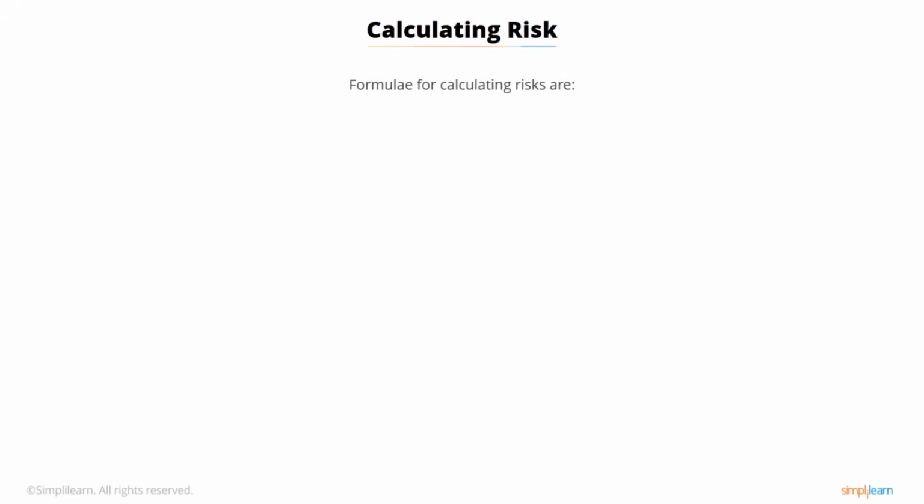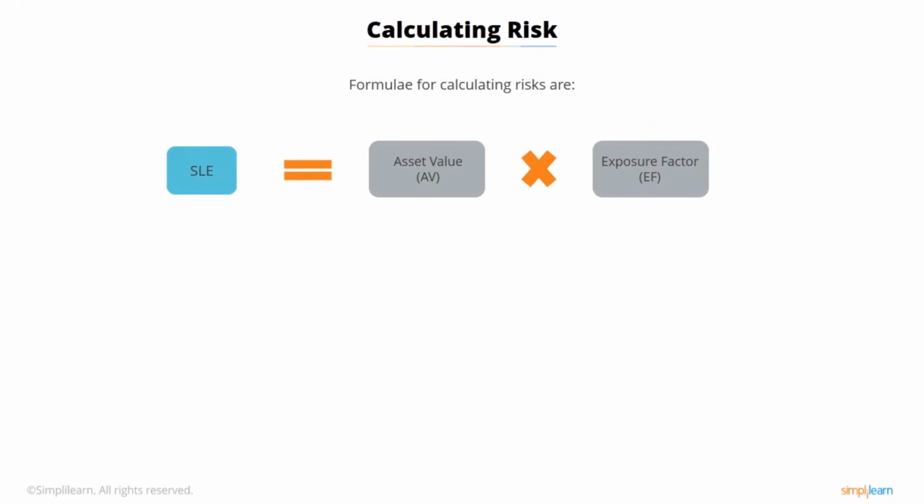Now let's look at the 3 formulas at the bottom that use these terms. Again, some of these items, like annual rate of occurrence, will be estimates. Exposure factor will be estimates, but please use as much data as possible to make these good estimates, not just wild guesses.